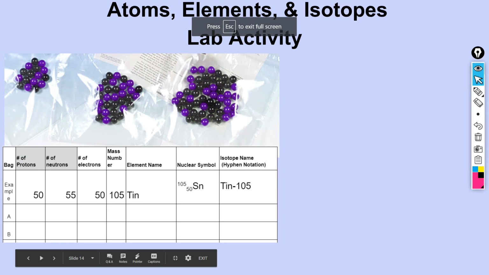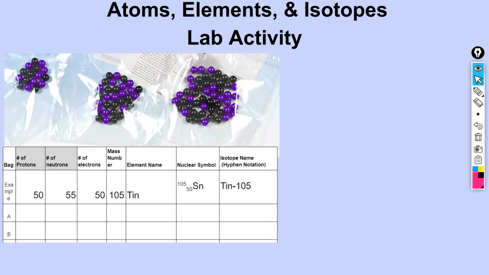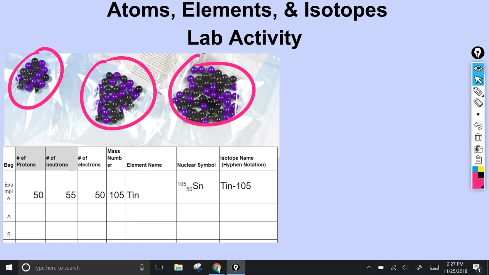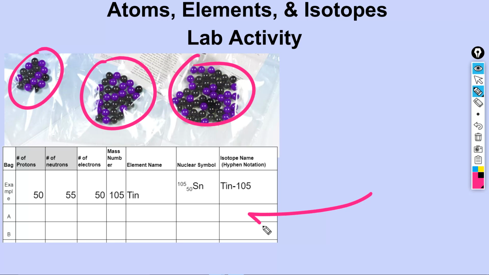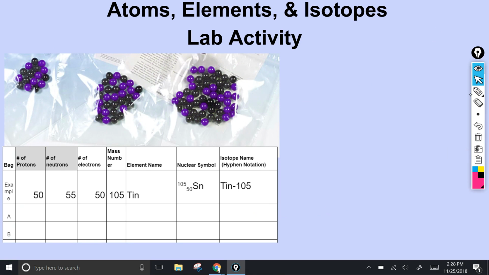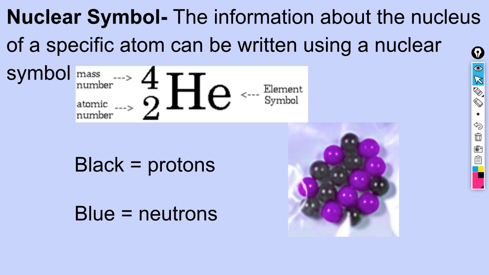Continuing on in your lab notes, this is the part where we're going to look at the paper you're doing for your lab. You're going to have different bags with spheres inside them, and those spheres represent protons and neutrons. You're going to fill in information about the particular nucleus. Each bag represents the nucleus of an atom.